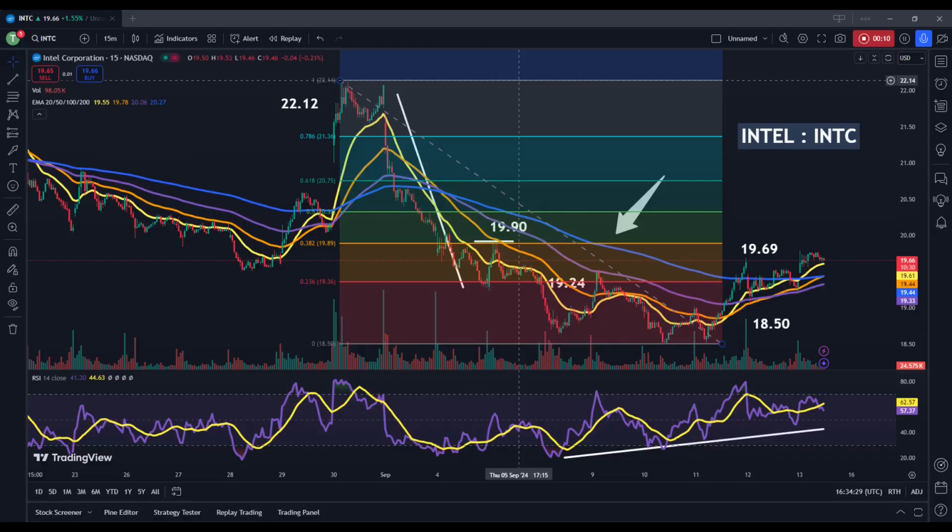We have the current stock market update for Intel Corporation, stock ticker INTC.